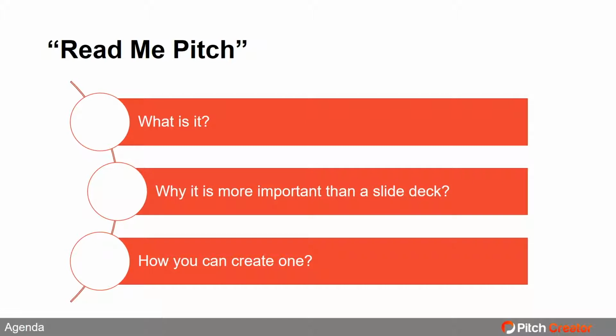In this course, we will cover 1, what's the README pitch? 2, why is it more important than the slide deck? That's the title of the course, so you better hope we cover that. And 3, how can you create a README pitch?